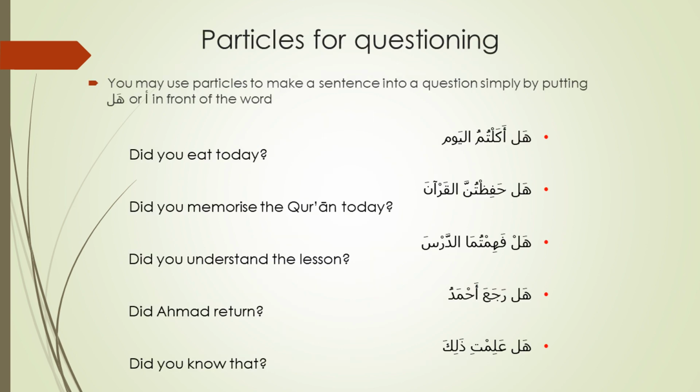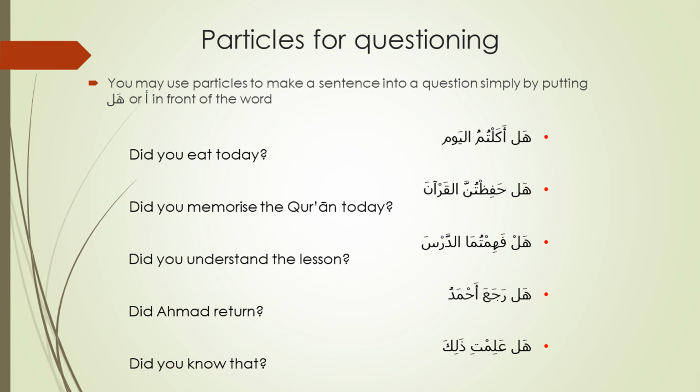This is a harf. You have two. You can either use hal, or you can use the hamzatul istifham, which we took in Medina book 1. You can use one or the other. Or some people prefer hal because it's clear in pronunciation. You can hear it, hal. Just like the ma, it will come at the beginning of the sentence and it will turn it into a question. So we have akaltumul yawm.